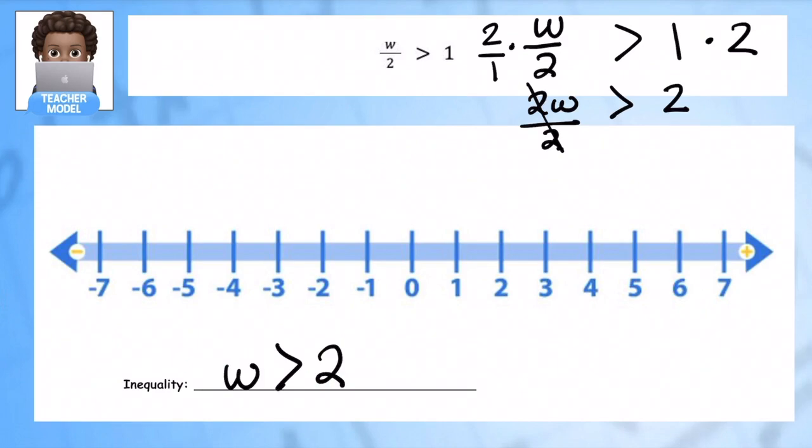There's my solution. So okay, so I go to 2. I'm going to circle the 2. And I want w to be all the numbers greater than 2. Hit pause so you can jot this one down in your notes.